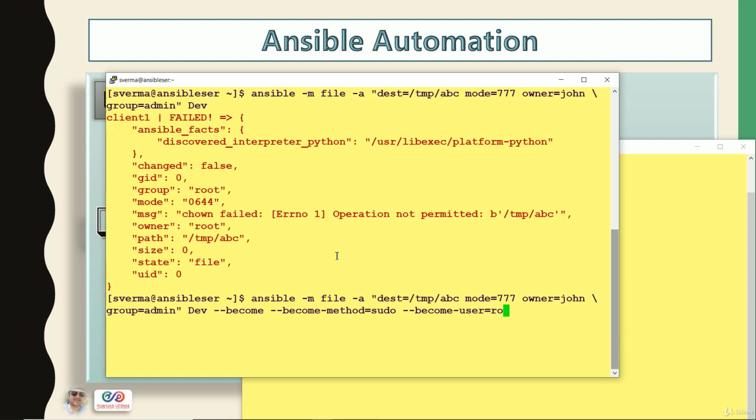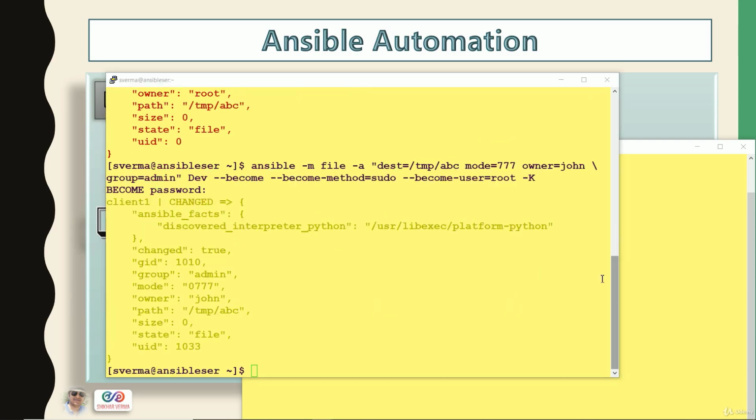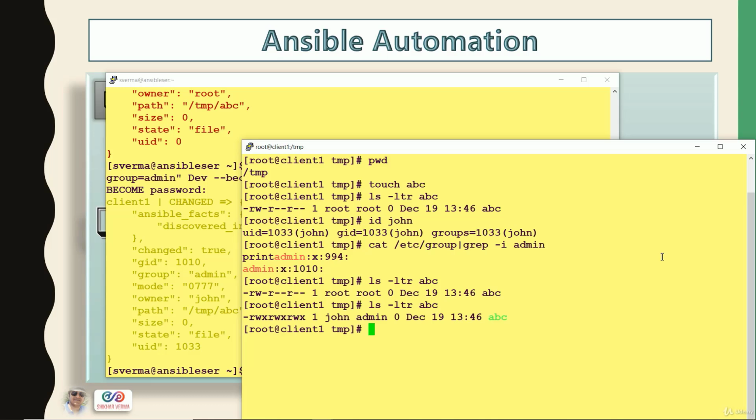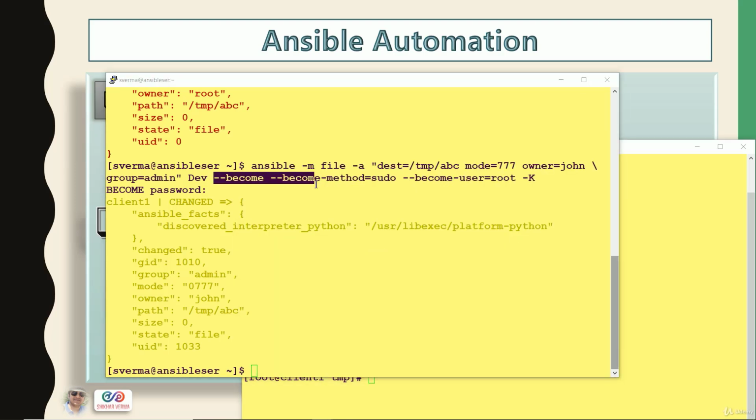So here you have to mention root, and also you want it to ask for the password whenever it uses sudo. So whenever it tries to elevate its privilege from normal user to root, it should ask for the password. Everything seems fine now, so I fire it. Here you can see that it is asking for the password. Now that's done. Coming back to my client machine, you can see that the permission and ownership, everything, has been changed. But here you have to mention all these options manually.